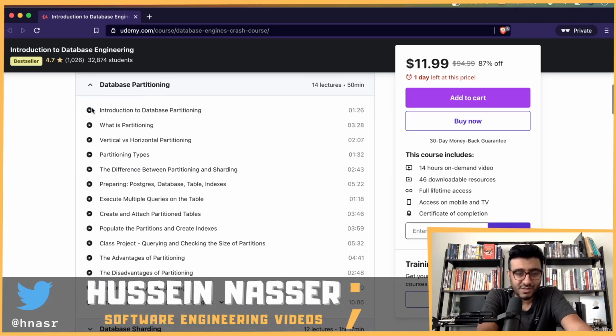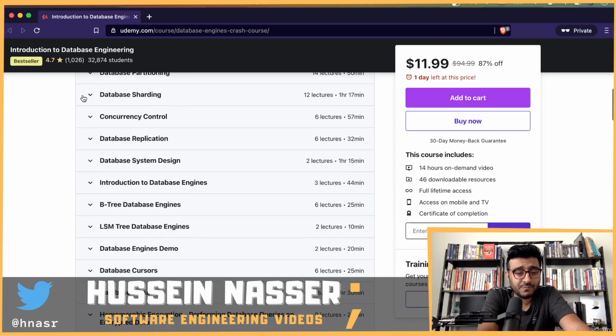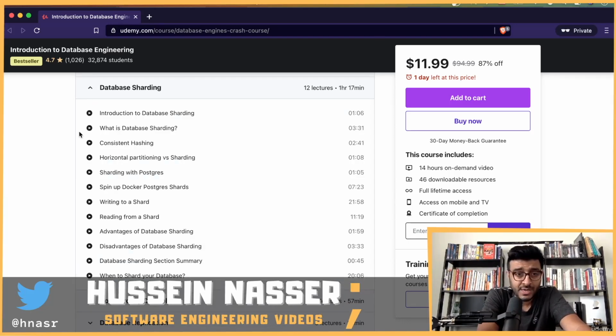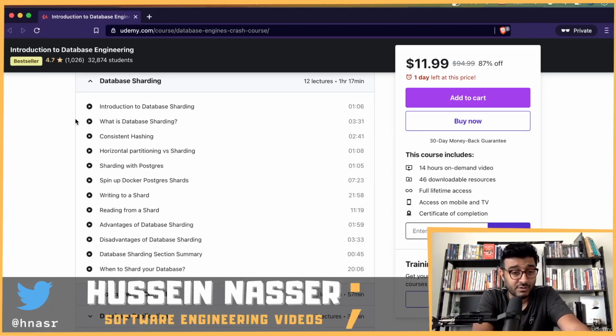Partitioning, obviously another underrated feature of the DBMS. We don't talk about partitioning, we talk about sharding a lot. Partitioning is as important, as powerful of a concept. I've been adding content to that. Database sharding, obviously, this is the more mainstream buzzword that we hear over there. So I just try to demystify it.